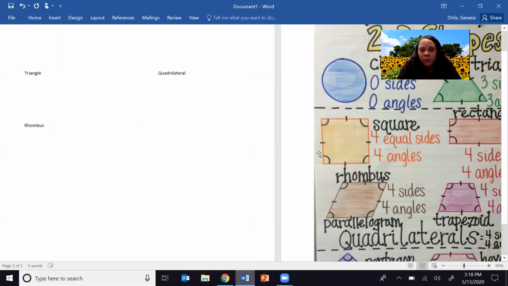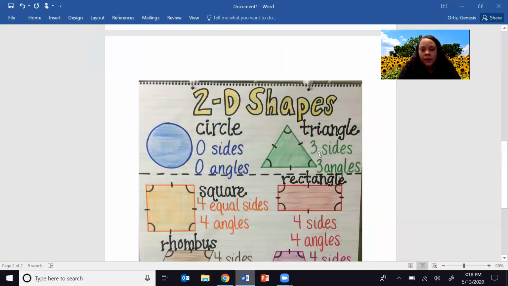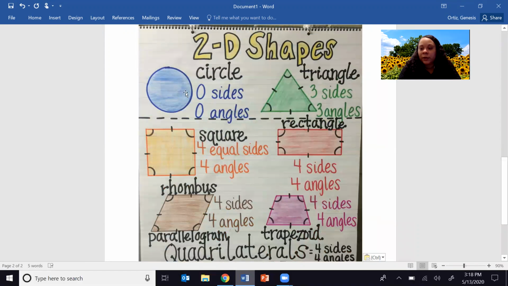So the first thing we have is circle. And we know that a circle has no sides, no angles, and no vertices. We know that a triangle has 1, 2, 3 vertices. And you see them marking the angles here, 3 angles, and they mark their sides like this, 3 sides.